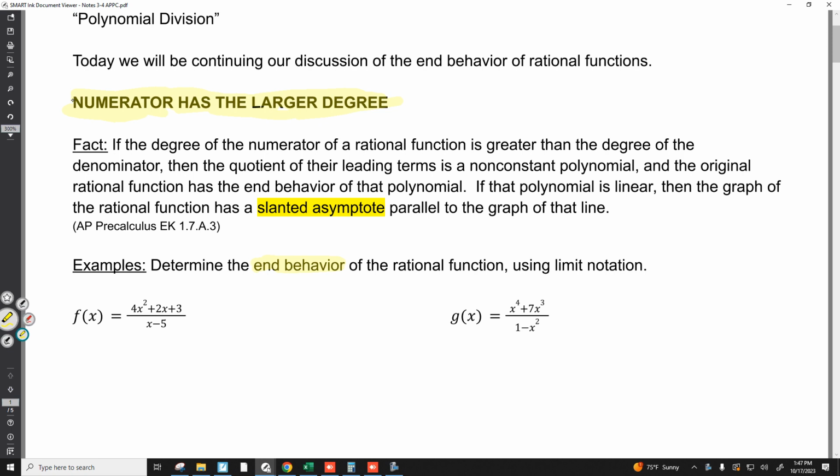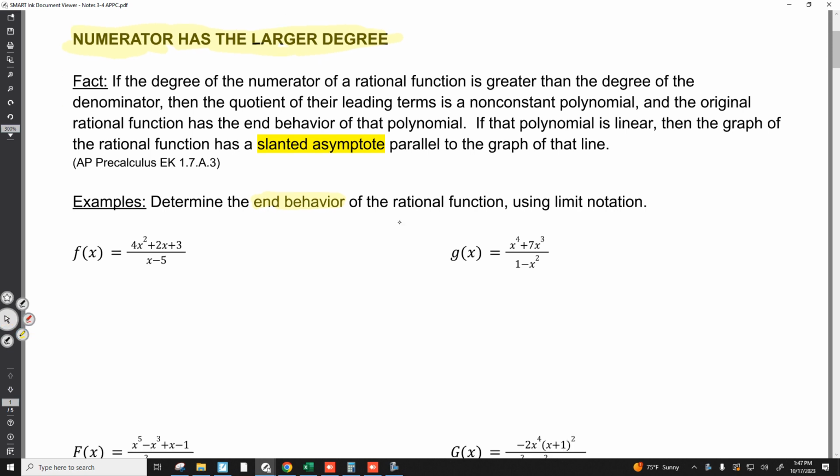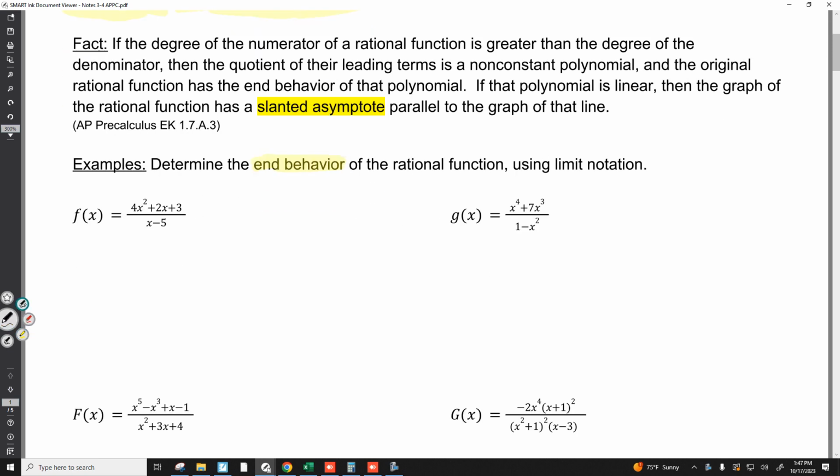For example, if I talk about end behavior, that's a limit question. So many of you ask me, is this a limit question? Yeah, everything's a limit question, essentially. End behavior is a limit question. You're asking yourself, what is happening if I'm plugging in very large positive or very large negative values?